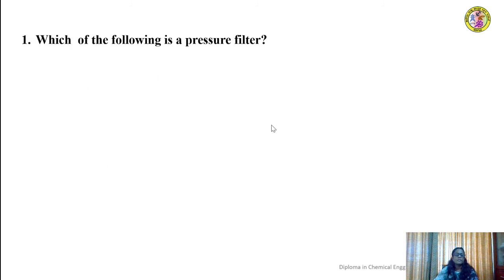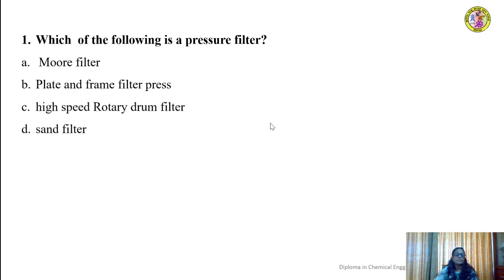Which of the following is a pressure filter: Moore filter, plate and frame filter press, high speed rotary drum filter, sand filter. Okay, so the pressure filter is the plate and frame filter press. Moore filter is a vacuum operated leaf filter. Then rotary drum filter at high speed is usually operating under vacuum. So the pressure filter among these is the plate and frame filter press.